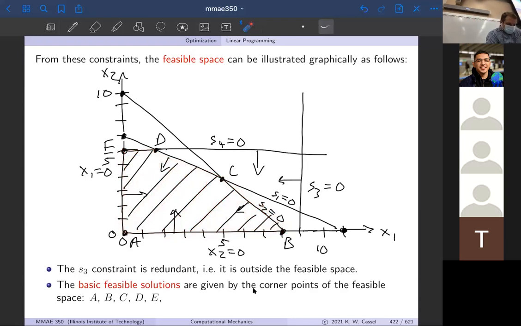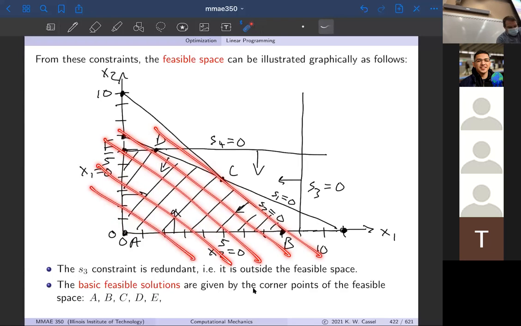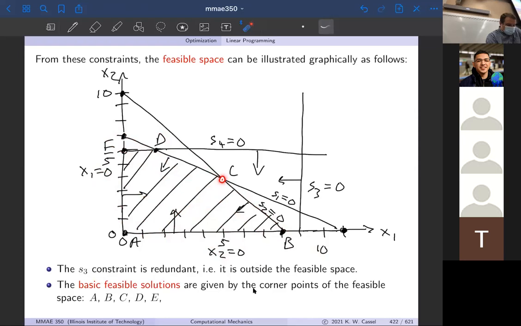The lines of constant J are going to be straight lines that slice through our feasible space, and J is either increasing or decreasing as you go from one line to the next. So in other words, if it increases from C to D, it can only increase from D to E. It can't decrease. So I don't actually have to check E, because if it's increasing from C to D, it's going to increase from D to E.